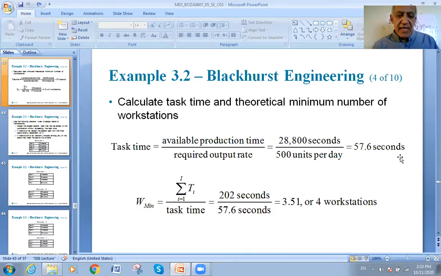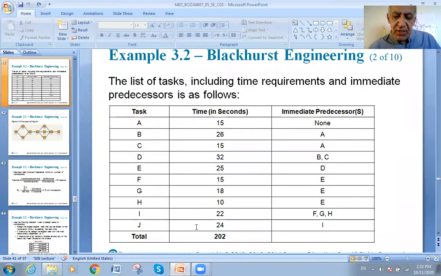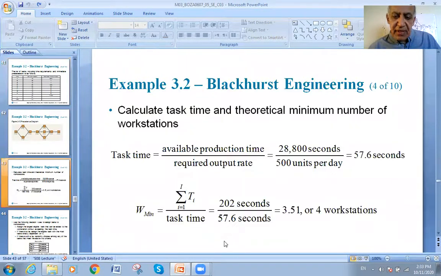Then the W minimum: we have the total time from before, which is 202 seconds. We divide the 202 seconds by the number you got from equation 1, which is 57.6, and that will give you 3.51. This number represents the minimum number of stations. W is the working minimum stations, meaning how many stations like these I will have.